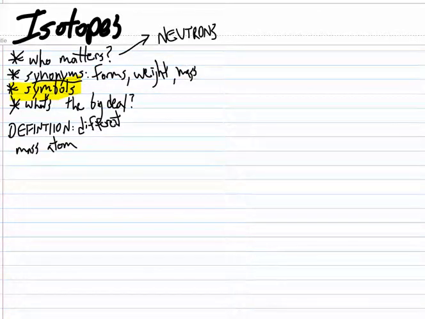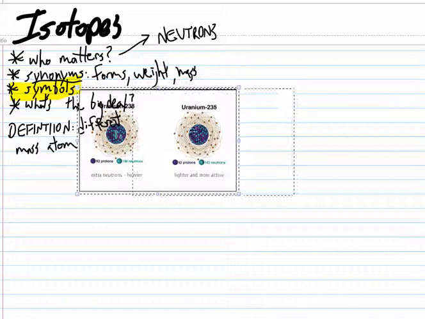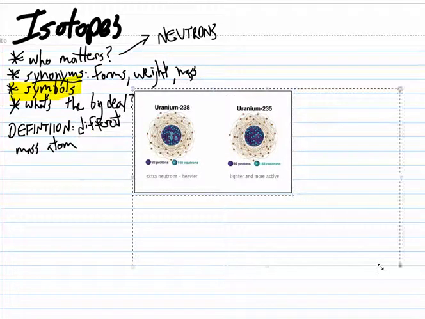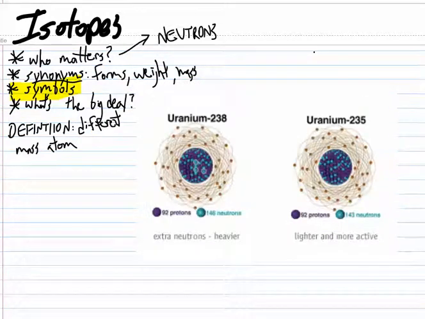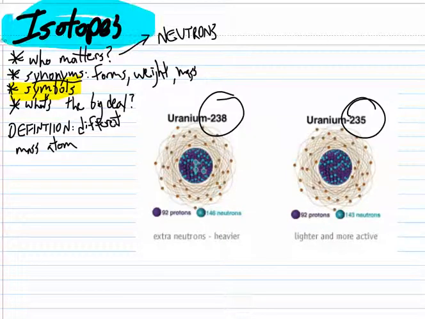So why do scientists talk about different isotopes? Well, maybe you've heard of nuclear power. Nuclear power plants make electricity for us, and people talk about that. So how do we make nuclear power? Well, we use different forms of uranium. We use different isotopes of uranium. There's uranium-238 and there's uranium-235. These are both different isotopes. So that's one reason to know about isotopes.